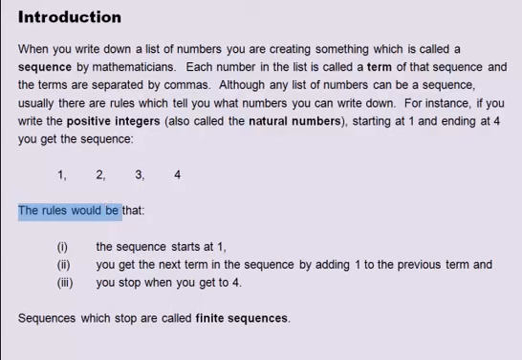The rules would be that 1. The sequence starts at 1. 2. You get the next term in the sequence by adding 1 to the previous term, and you stop when you get to 4. Sequences which stop are called finite sequences.